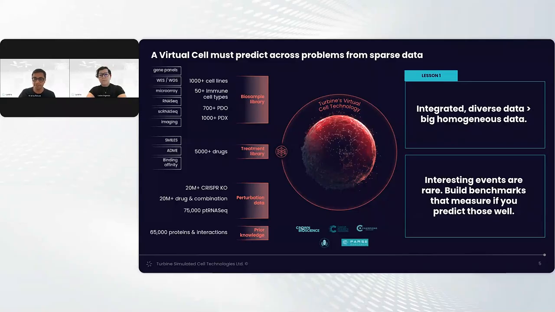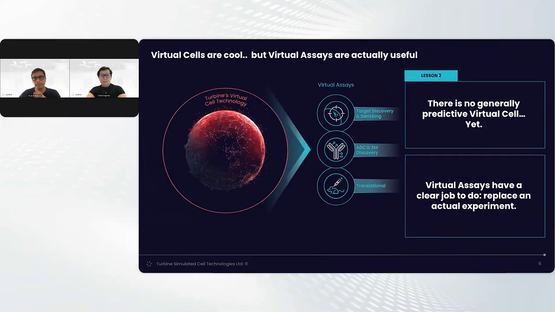And also, of course, interesting events are rare. And the way we assess any of these AI models with all the AI currently happening, the way we assess if this AI is actually useful is by having very standard benchmarks. And what we've realized is that the benchmarks need to reflect the question and the exact measurement that you would want to use for your question. That's the first lesson. The second one is virtual cells by themselves.